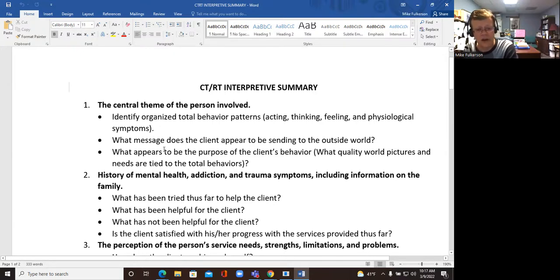Another question we can ask ourselves is, what message does the client appear to be sending to the outside world? That can be one of the recurring themes that you can see. Some examples of messages a client may appear to be sending through their behavior could be, no one's going to tell me what to do. That would be a typical message you might see of a person who has an oppositional defiant disorder diagnosis, or just leave me alone, or if someone else would change, my life would be better.